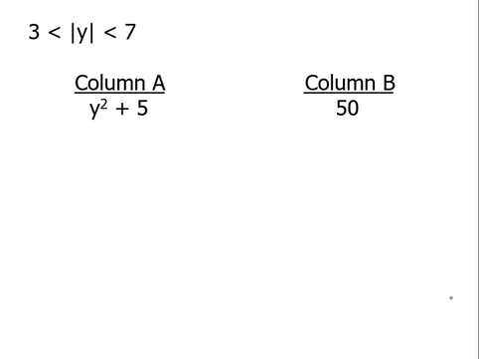More importantly, what is the highest value that y could have? What is the highest positive value that y could have here? And this is where there's a mathematical trap. If people are just thinking in terms of numbers as positive integers, as if the only possibilities for y would be 4, 5, and 6, well then the highest value would be 6. And of course 6 squared plus 5 is less than 50.